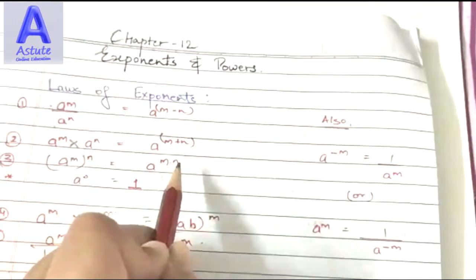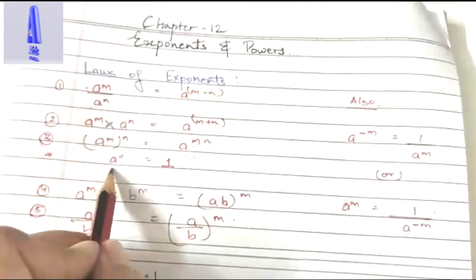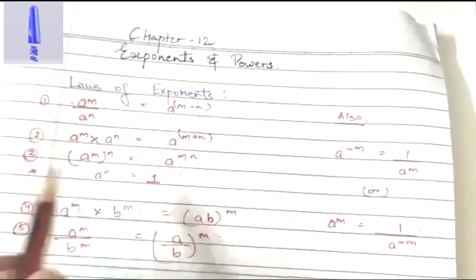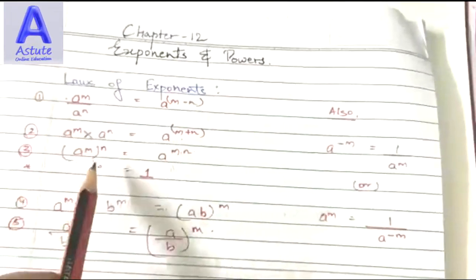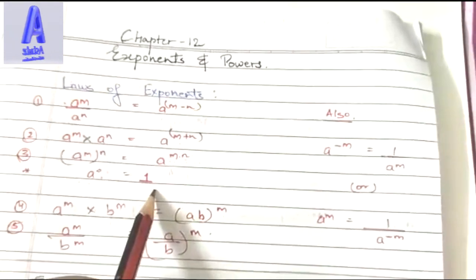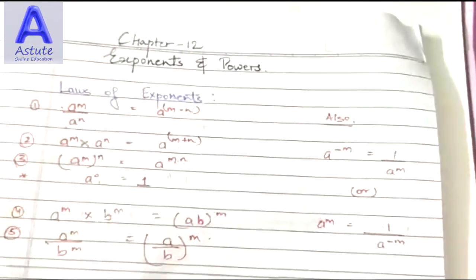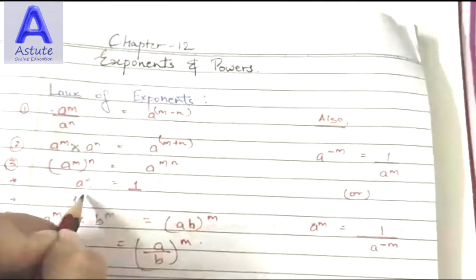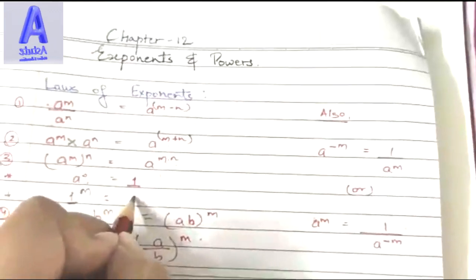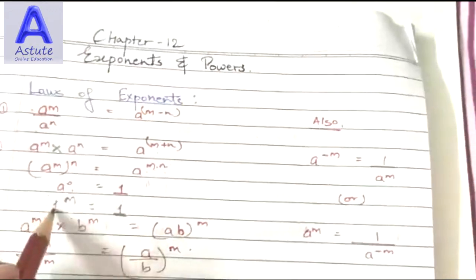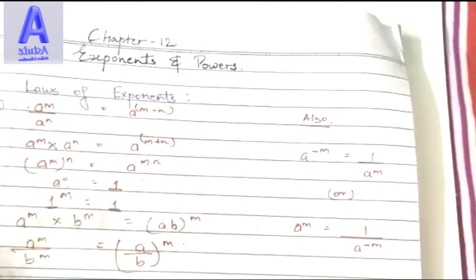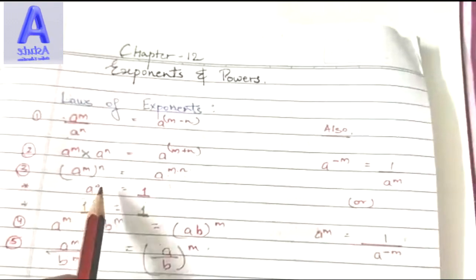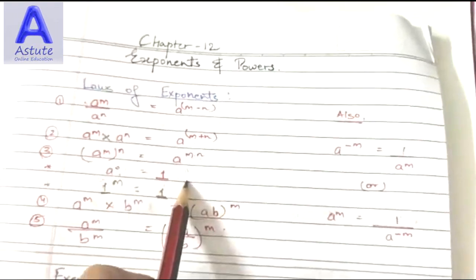A raised to the power m into n. A special case in this category is a raised to the power of 0. For any integer, any number raised to the power 0 will always give you 1, a constant value. Also, 1 raised to the power of any number will always give you 1. Yes, you can multiply 1 by itself as many times as you want, but you will still get the answer as 1. And similarly, any number raised to the power of 0 will always give you 1.